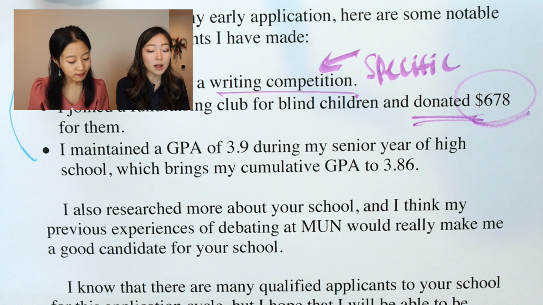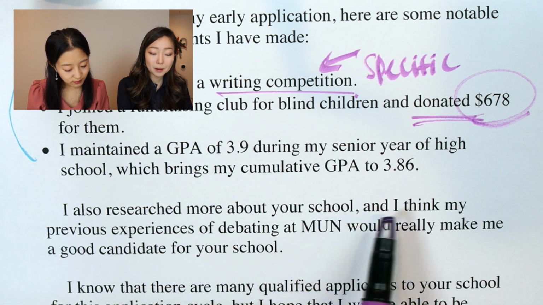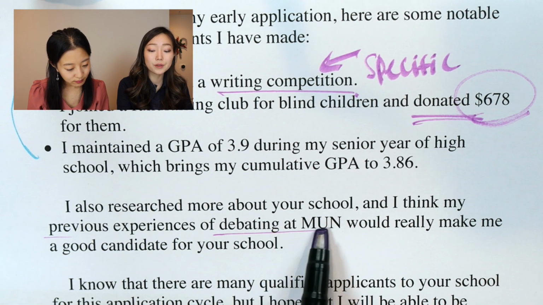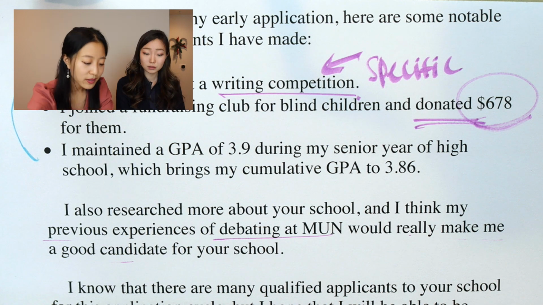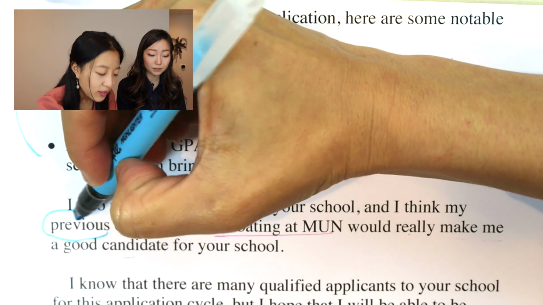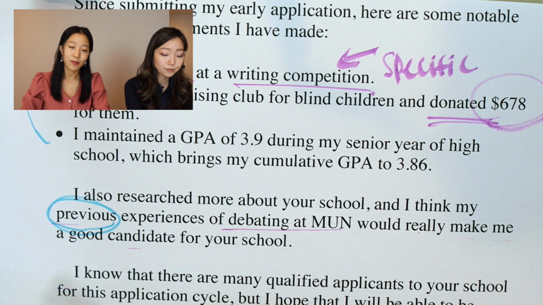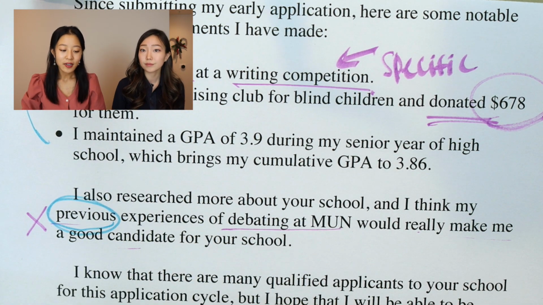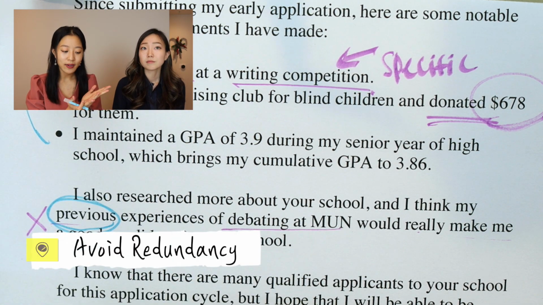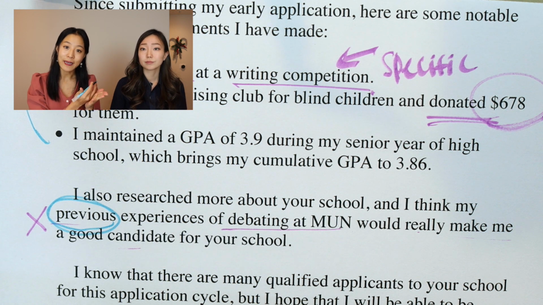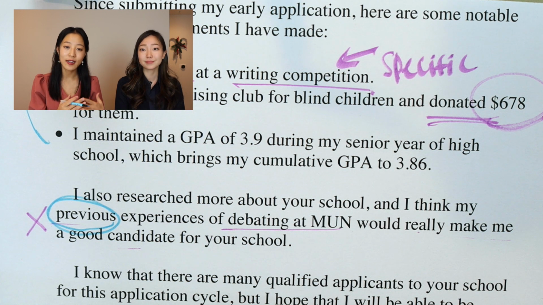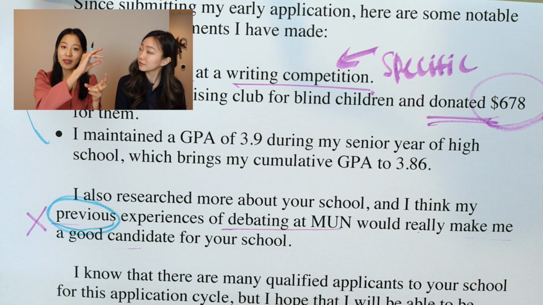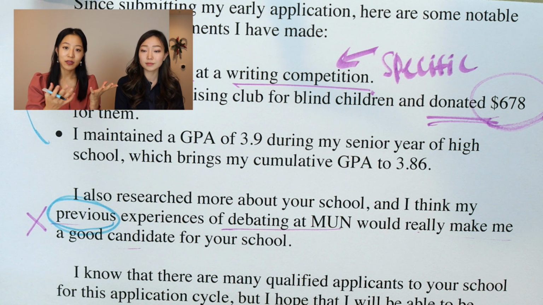Okay, next part. I also researched more about your school, and I think my previous experiences of debating at MUN would really make me a good candidate for your school. What do you think about this? I don't like this word, previous. That's a key word that we should avoid. If you have stated this MUN previously in your application, then you don't want to repeat it. The reason your application is getting deferred is that it's not reaching the accepted level, which means that if you want to mention some things, they were already in your previous application.